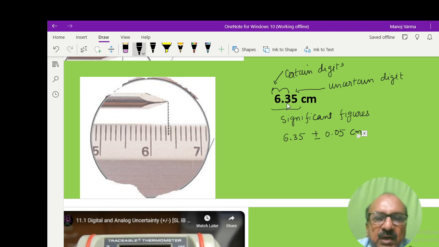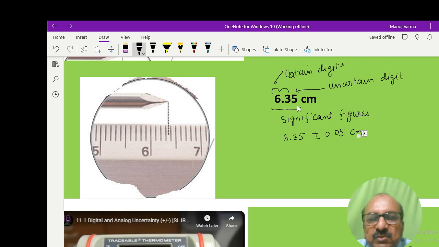Now these two digits, 6.3, we are quite certain about, but the next digit we are not certain, because it is definitely not 6.4, but in between 6.3 and 6.4. So it appears that it is 6.35. That is our estimate, that is our guess, and we cannot write any digit after this digit because this digit itself is uncertain. So when you write these three digits, two of them are certain, but the last one is uncertain.